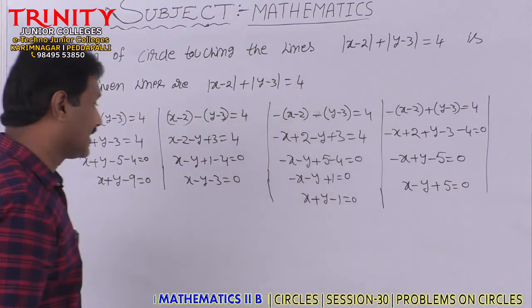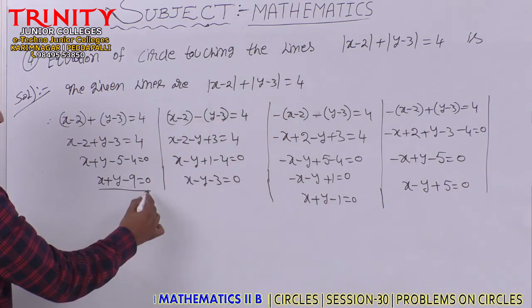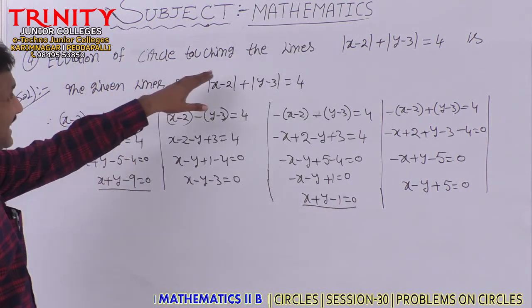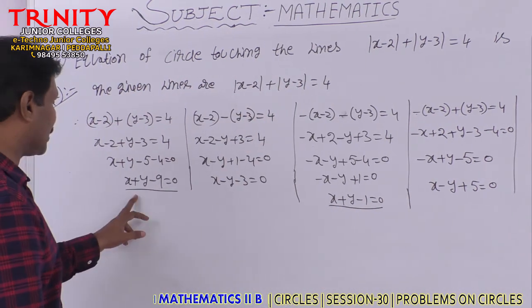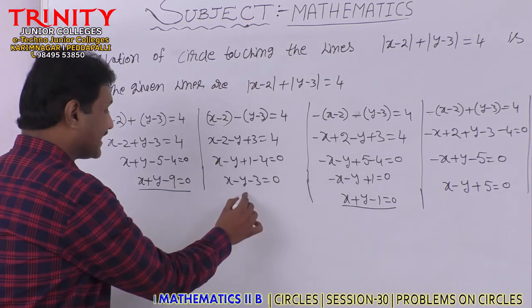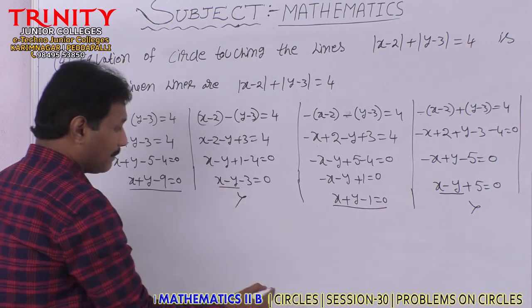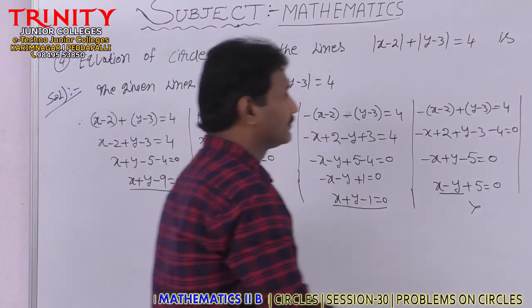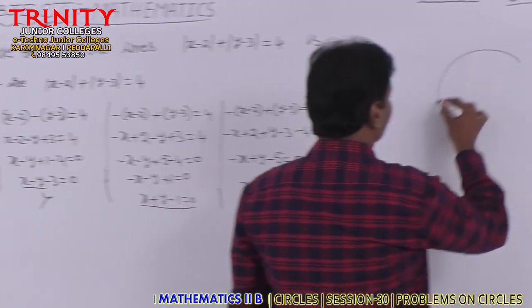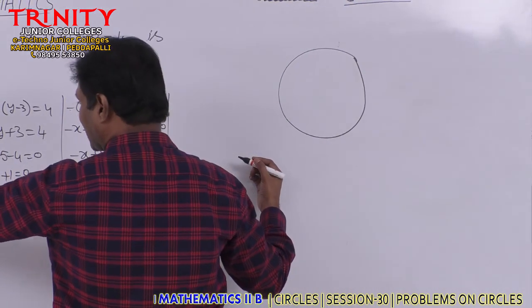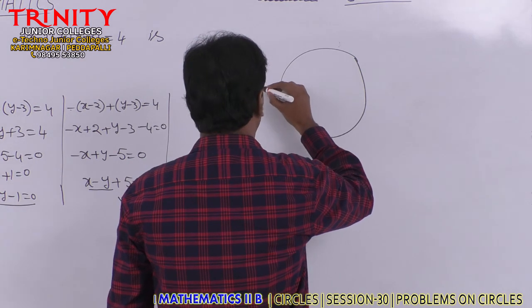These are the 4 lines. In this case, this line is parallel to this line. For the equation of the circle touching the 4 lines, these 2 lines are parallel and these 2 lines are parallel, because these parts are equal. Maybe the circle becomes, suppose 2 lines. The 2 lines are x plus y minus 9 equal to 0.